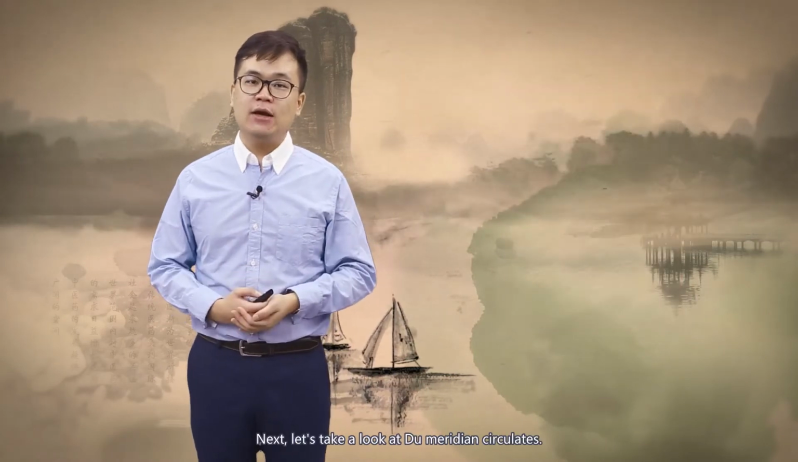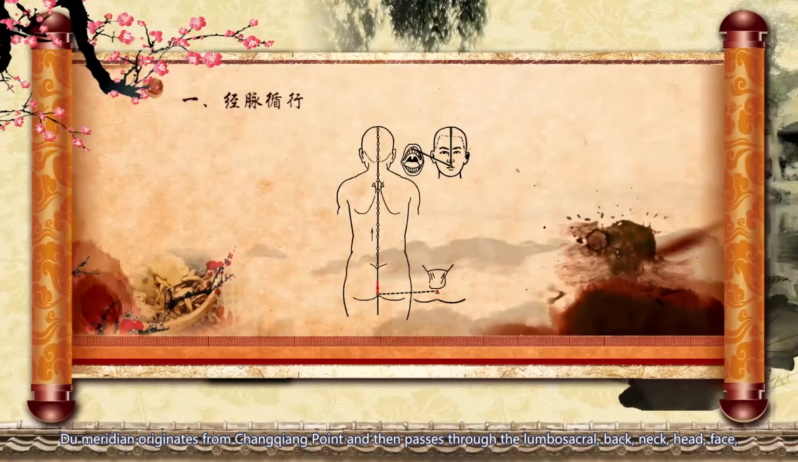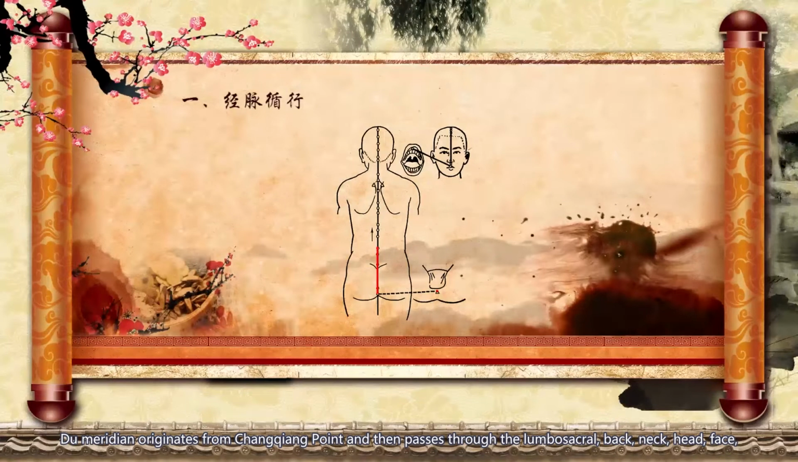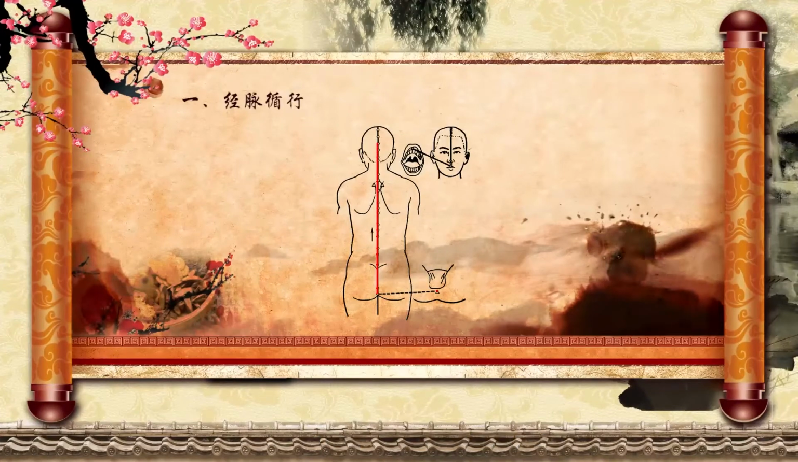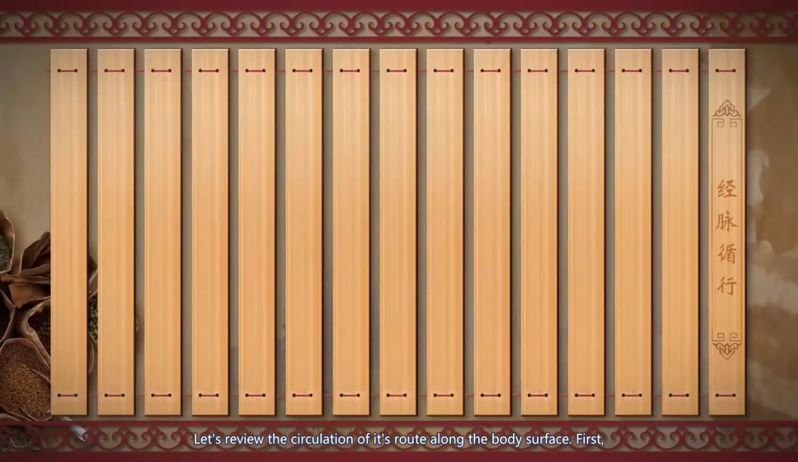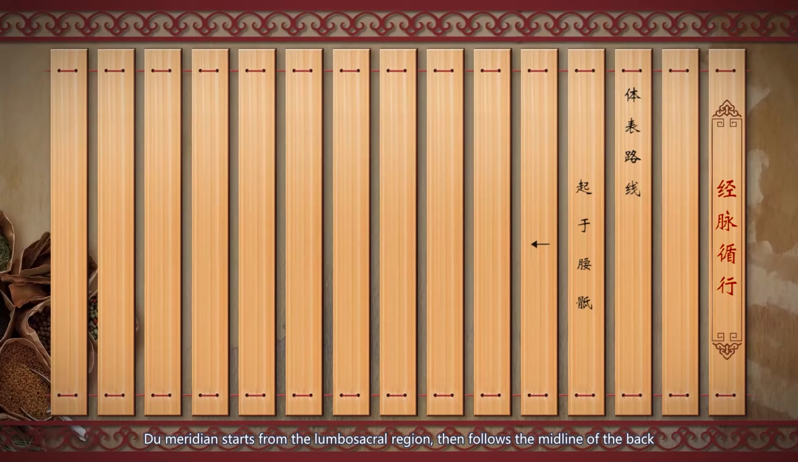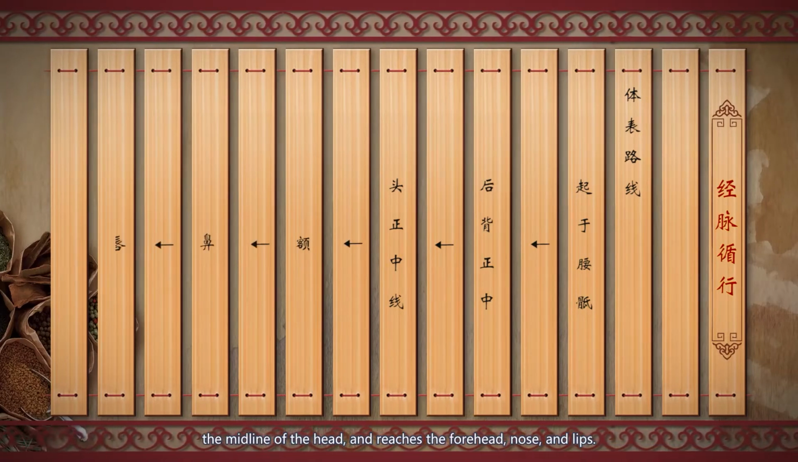Next, let's take a look at how Du Meridian circulates. Du Meridian originates from the Changqiang point and then passes through the lumbar sacral region, back, neck, head, face, and reaches the limbs and ends at the Yingjiao point. Let's review the circulation of its route along the body surface. First, Du Meridian starts from the lumbar sacral region and then follows the middle line of the back and the middle line of the head and reaches the forehead, nose, and lips.